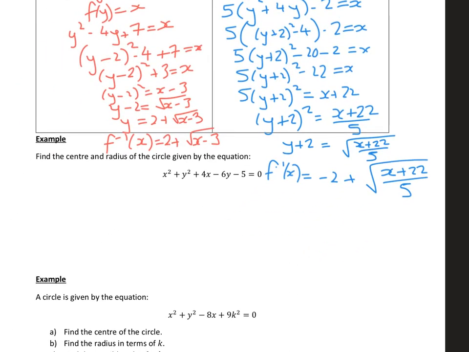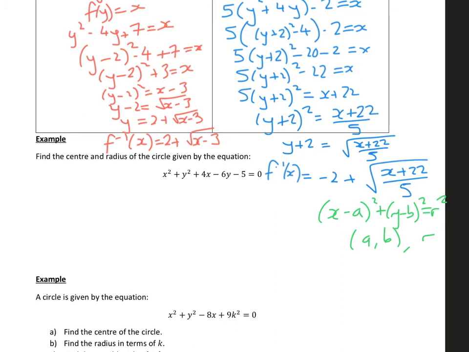Another way we can use complete the square is to find the center and radius of circles. So we know that an equation of a circle, if I just write this side, looks like x minus a squared plus y minus b squared equals r squared, where the center is (a, b) and the radius is r. So that means I need to complete the square to find centers, because I want them in square brackets.